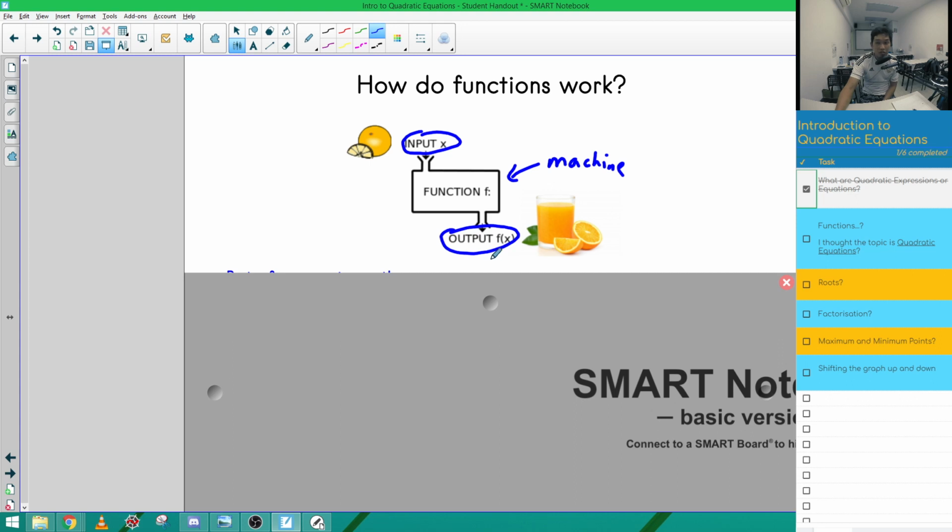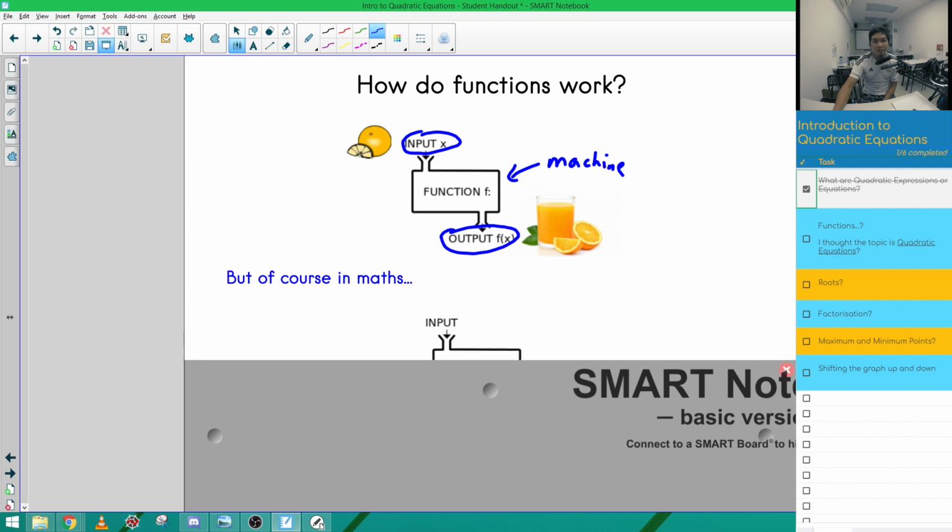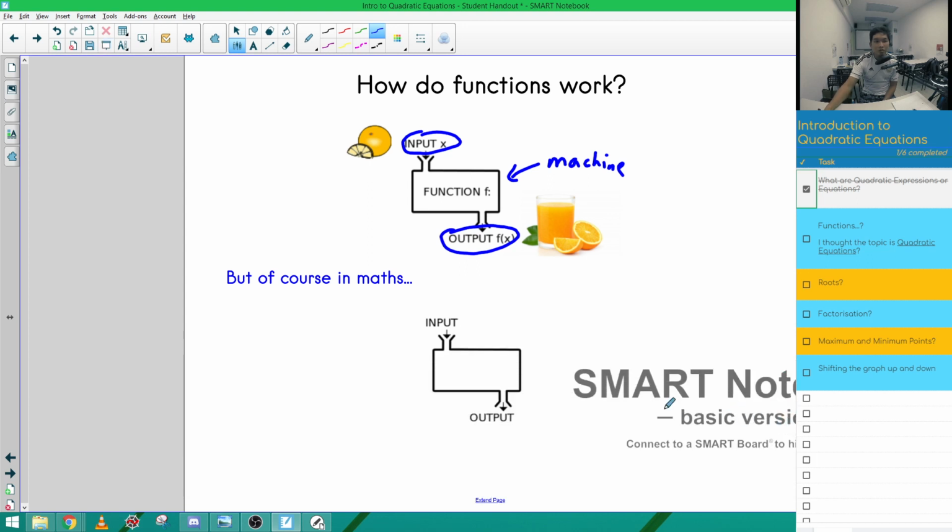Yeah, so I've thrown in an example here. If you put oranges into the machine, then orange juice or OJ comes out. Yeah, so it's a simple machine. The function of this machine is just to make orange juice from oranges. Okay, but of course in mathematics, we don't concern ourselves with fruits or oranges. We really want to know about numbers. So instead of putting oranges in, we can put things like numbers. Yeah, and usually the input is x and the output is known as f of x.